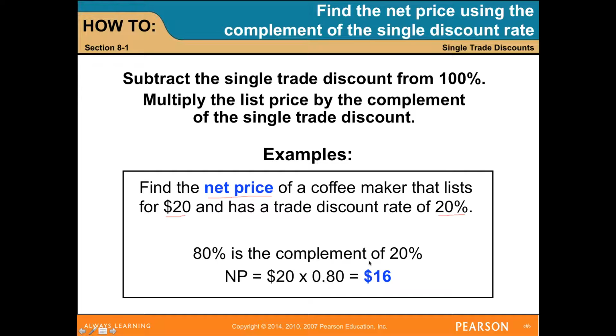So 80% is the complement of 20%. So the NP, or the net price, equals $20 times 80%, which is illustrated here as a decimal, and that equals $16. And that's how you find the net price.